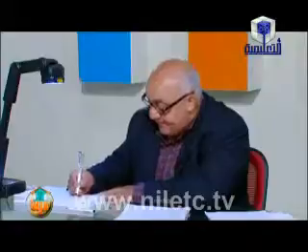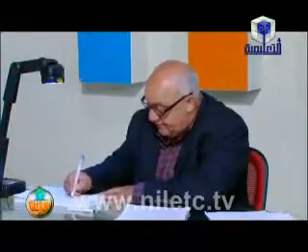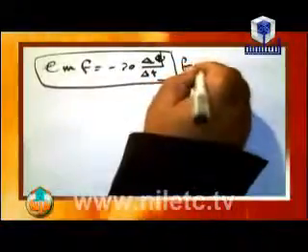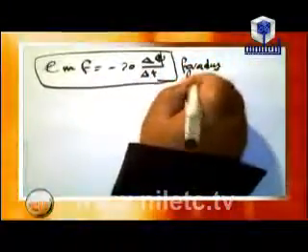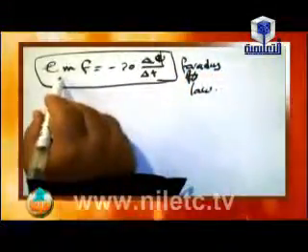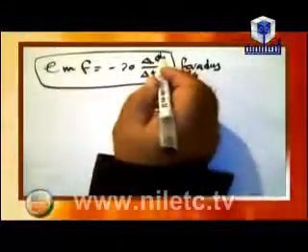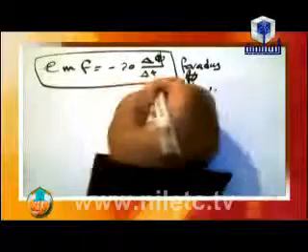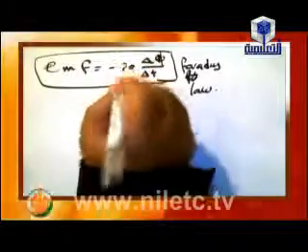What is the indication of the negative value in this rule? EMF equals negative N delta phi over delta t. This rule is called Faraday's law, which states that the average induced EMF is directly proportional to the rate of cutting the magnetic flux lines and inversely proportional to the time of cutting, and also directly proportional to the number of turns.